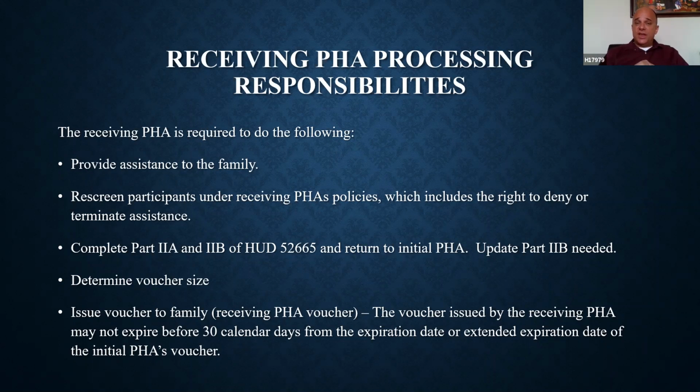It is the receiving PHA's responsibility to determine the voucher size in its jurisdiction using its own subsidy standards. The voucher size in the receiving PHA's jurisdiction, according with its subsidy standards, may be different than the initial PHA's voucher size. And of course, the receiving PHA is going to issue a voucher to the family. Now, this might sound a little strange that during a portability process, the family is essentially issued a voucher twice, once by the initial PHA and then again by the receiving PHA.